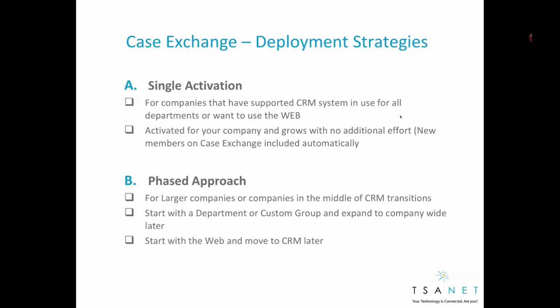The second is a phased approach, and this might be a good strategy for larger companies or maybe a company that's in the middle of a CRM transition and you just want to kind of test it with a group of individuals. And this works both with the web or CRM system. So for example, if you had a small group in your Salesforce system that you wanted to provide access to this, you could create a group there, assign them a specific case object that has this escalation feature on it, so you're able to do that within your CRM system as well.